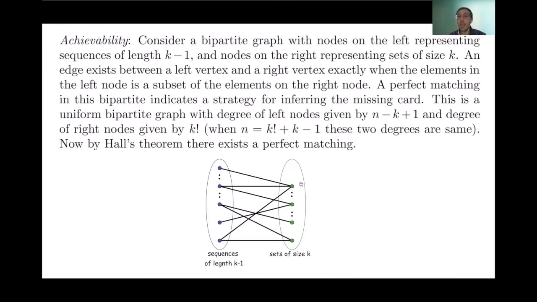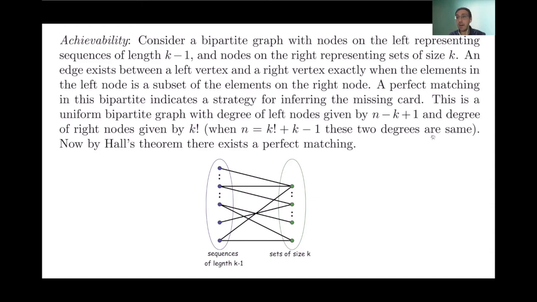On the right-hand side, the degree is k factorial. Why? Because if you're given a set of size k and you want to take k minus 1 elements and order them to form a sequence of length k minus 1, there are k factorial ways to do this. If you consider any permutation of the numbers in the set of size k, you can take some permutation and consider the first k minus 1 elements. So there are k factorial permutations of a set of k numbers. So the degree of nodes on the right-hand side is k factorial. Note that when n is equal to k factorial plus k minus 1, the two degrees are the same.